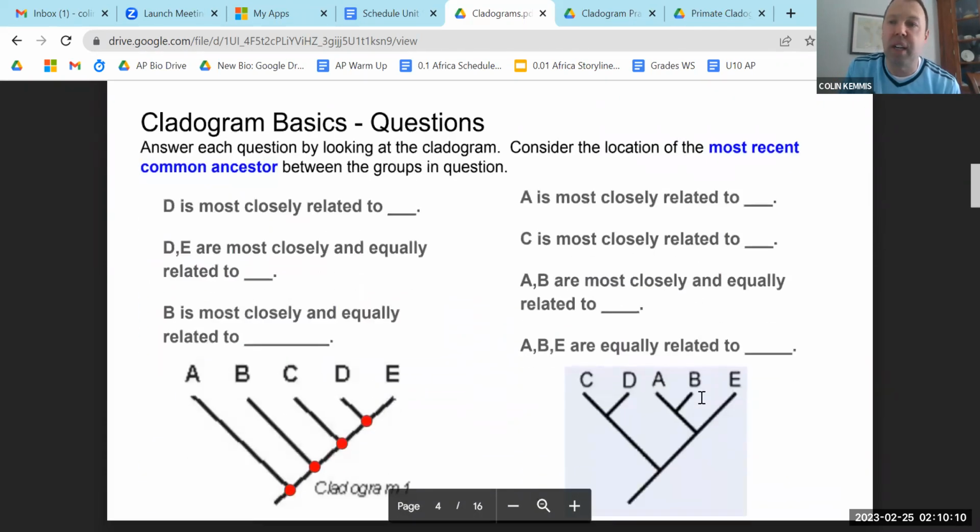So you can kind of look and practice these. I invite you to pause the video and take a look at them. Which ones are most closely related? Which ones are equally closely related? Try that out, and then you can check your answers on the next slide.